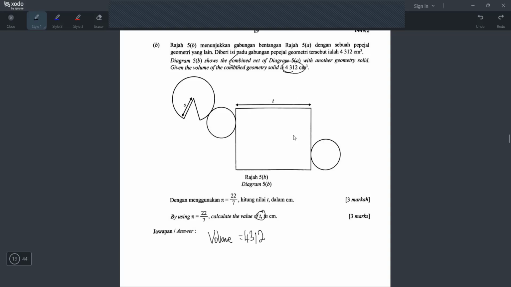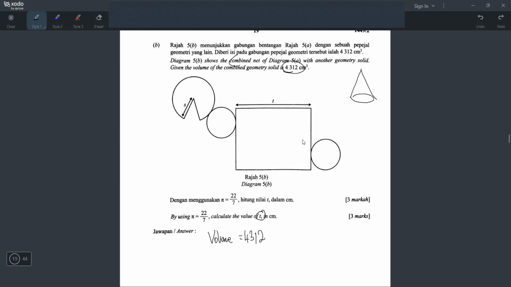Before we start the question, let's think about how this will look in 3D. We already know this is a cone, from the beginning, when we did part A. But now it's combined with another solid, which is like this. This is actually a cylinder, because only a cylinder consists of two circular flat surfaces and one curved surface.